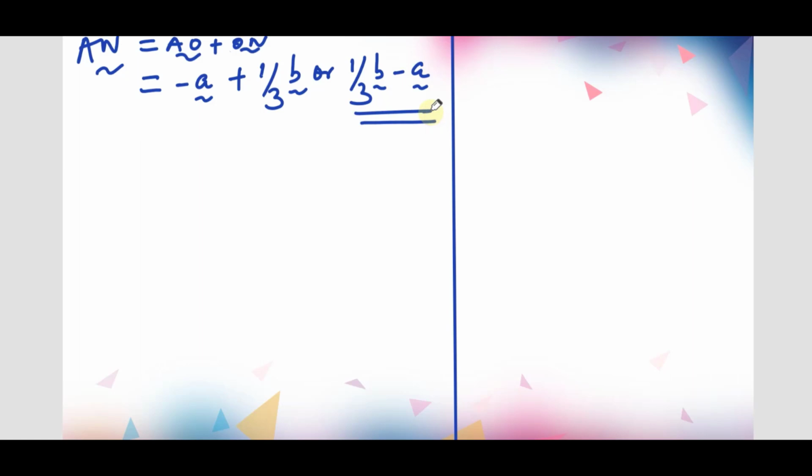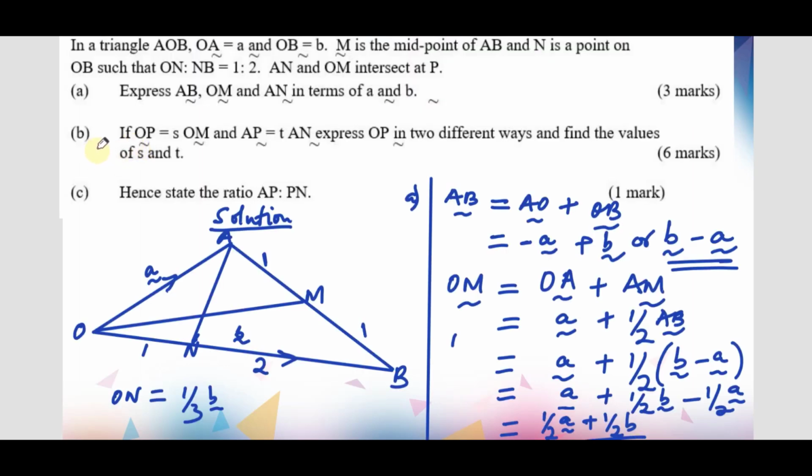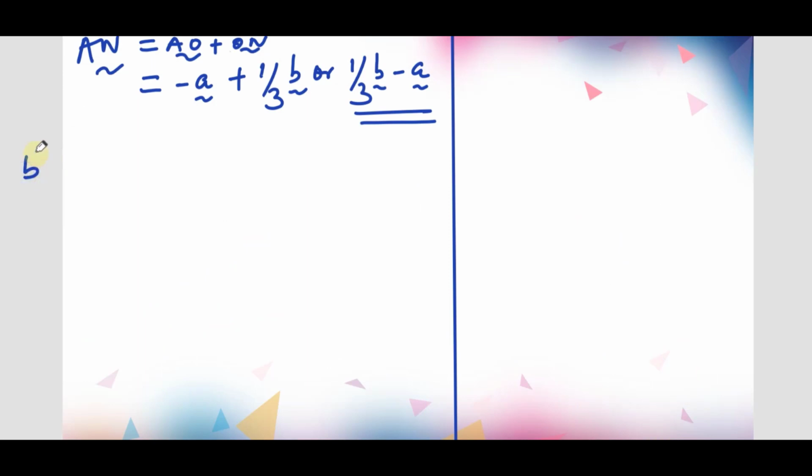The next thing you're going to do is to go to the last question. I think this is part B of the question. Part B: if OP is equal to SOM, and we are given that AP is equal to TAN, express OP in two different ways and find the values of S and T. So let us write these. We are required to express OP in two different ways. So expressing OP in two ways.